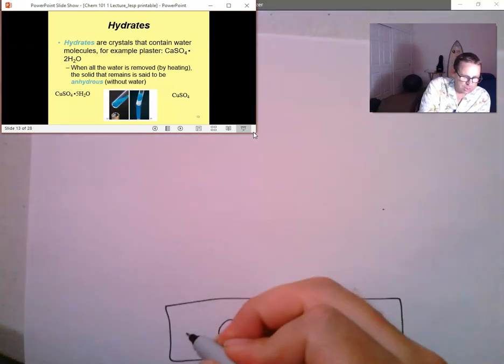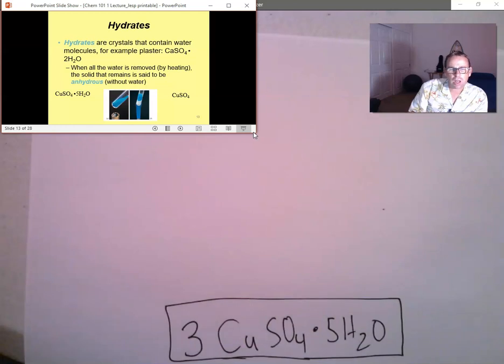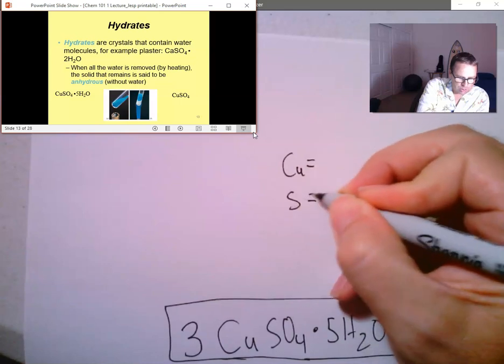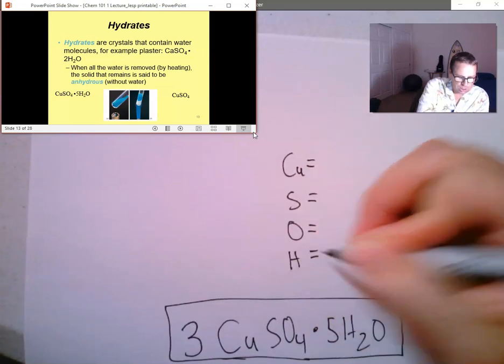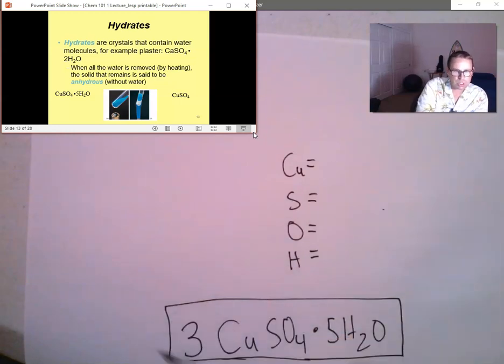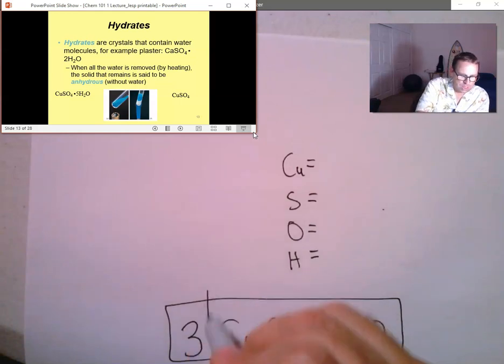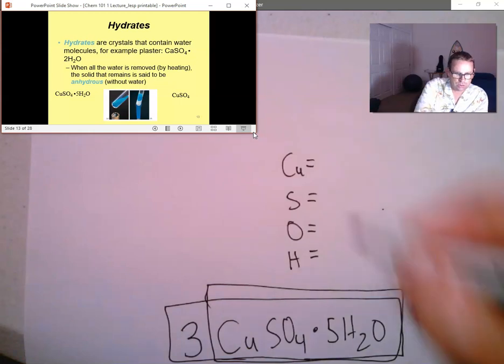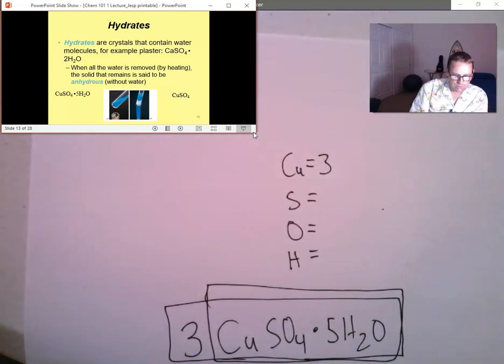Here's your last tricky one, and then we're done. This time, I'm going to say I have 3 of the copper sulfate pentahydrates. Same thing: copper, sulfur, oxygen, and hydrogen. How many coppers does this represent? Wait, is it 3 for all of them or just the first one? It's all of it, all of that. Copper's 3. Sulfur's 3. Good.